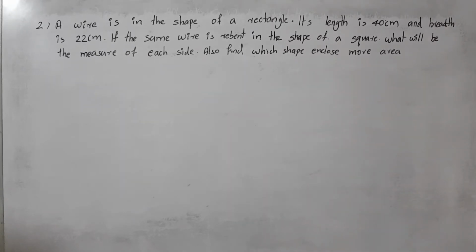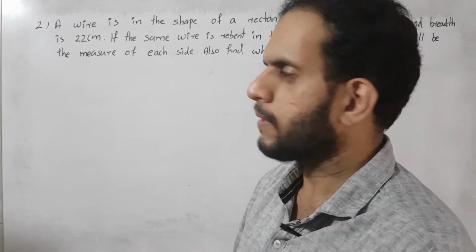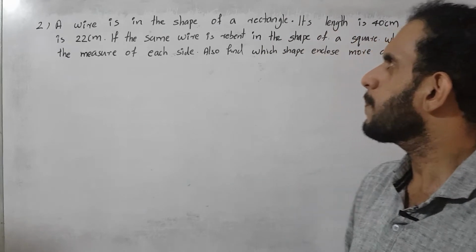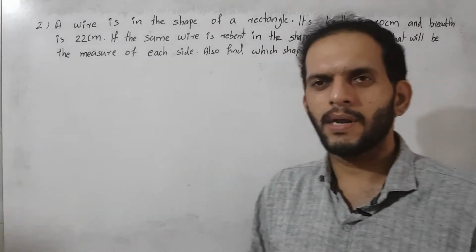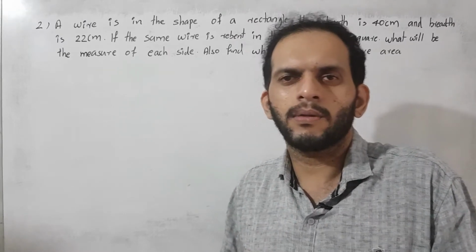Also find which shape encloses more area. Okay, so what does the question say, children? The question says a wire is in the shape of a rectangle. What have we made with a wire? Yes, we made a rectangle. Then what is the length and breadth of the rectangle?